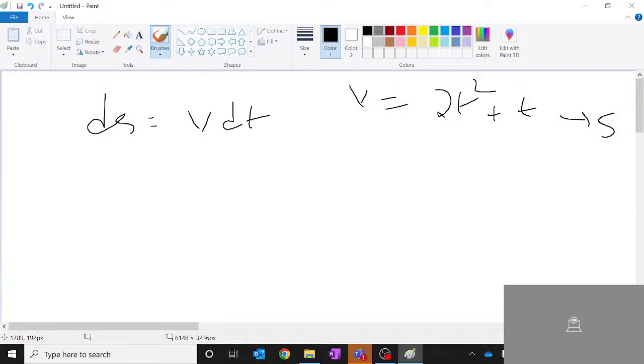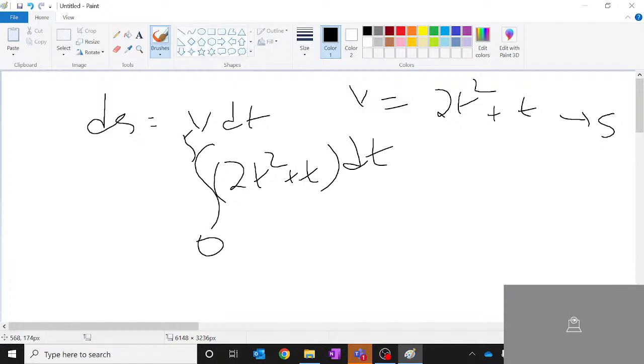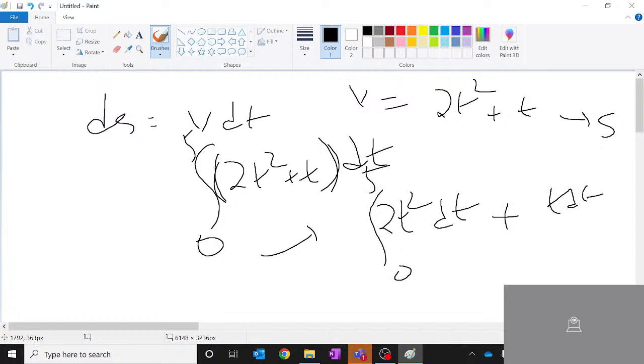Now what do I do? The integral of 2t square plus t dt. Say in the first 5 seconds, what is the displacement traveled? So this is the integral from 0 to 5, a basic integral which you have already seen in 9th and 10th classes. All I am supposed to do is integrate 2t square dt from 0 to 5 plus t dt from 0 to 5. Understood?